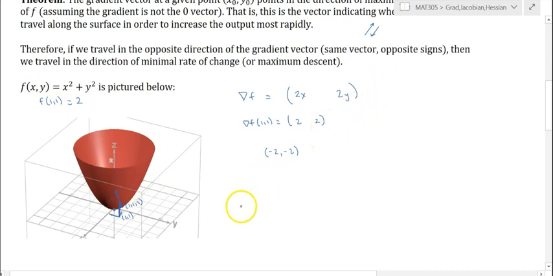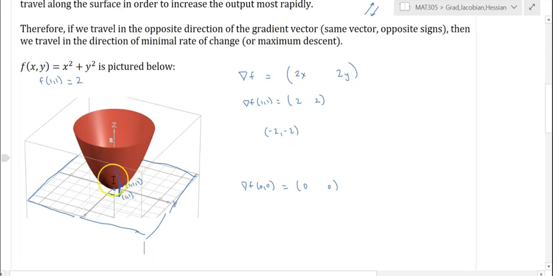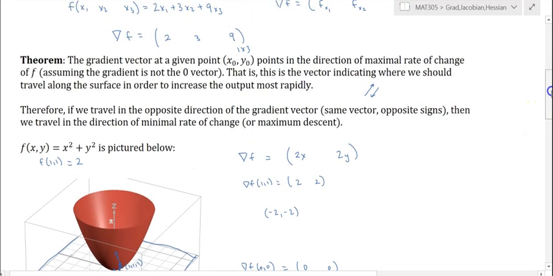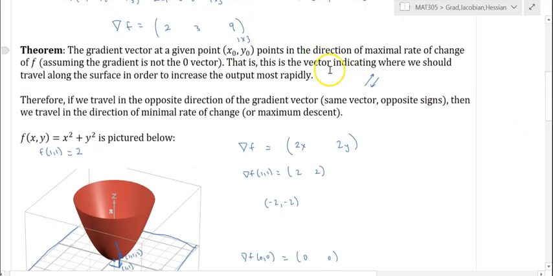You could pick other points, like if you look at the gradient of f at 0, 0, that's precisely going to be the 0 vector. And of course, when you're at the bottom of the surface, it doesn't really matter where you move, because you're talking about the plane. The tangent plane would just be the plane f of xy equals 0. So the tangent plane doesn't matter which direction you move in when you're at the minimum, you're going to have 0 change in all directions. So that's where the exception is to this rule that the gradient points in the direction of maximal rate of change.